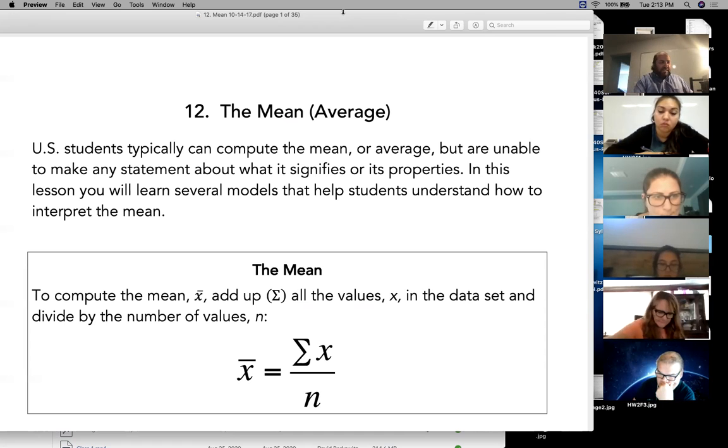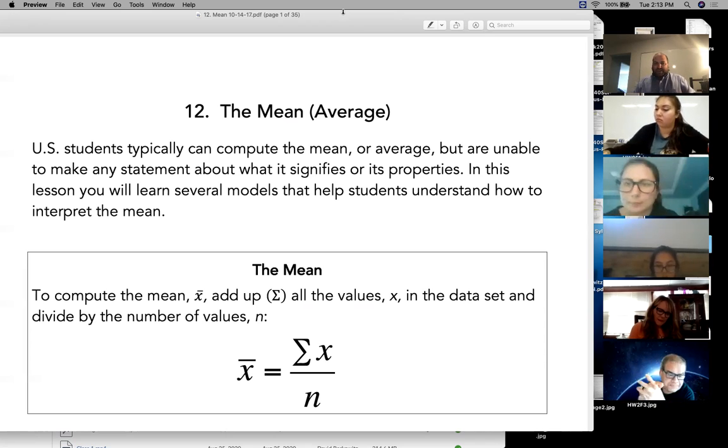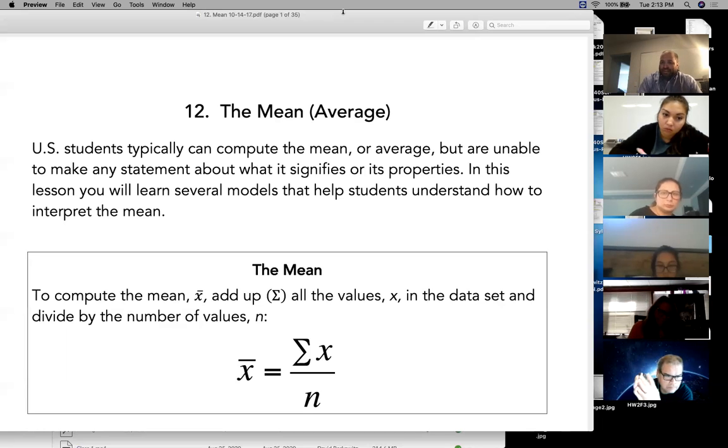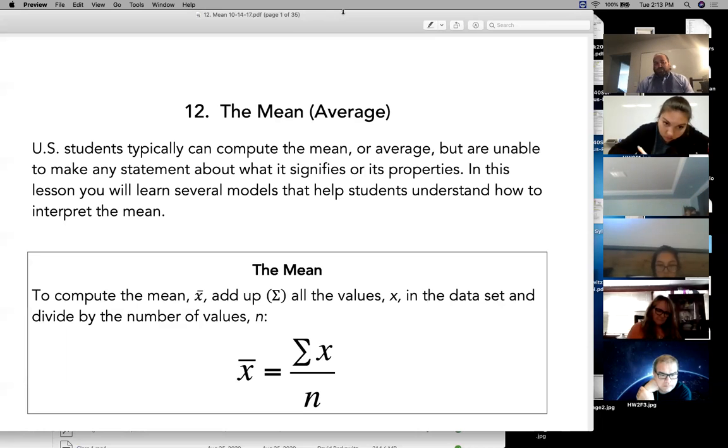To compute the mean, X bar, add up. So this symbol, this Greek capital letter sigma, means add up all the values in the data set and then divide by how many values there are. And that's the mean. That's the first formula. To compute the mean, X bar, add up all the values X in the data set and then divide by the number of values. So the median is one measure of center, and the mean is a different measure of center. And this whole chapter is about the mean.